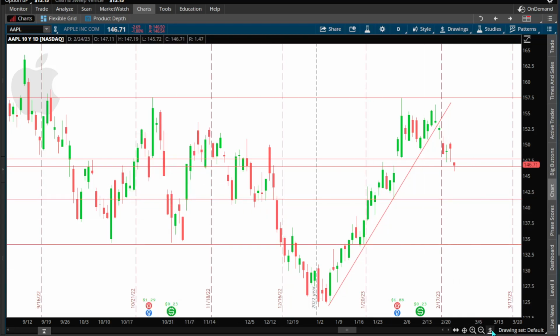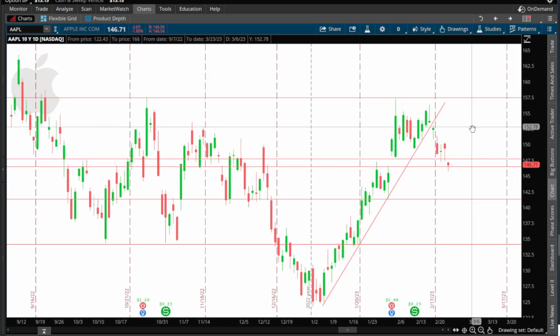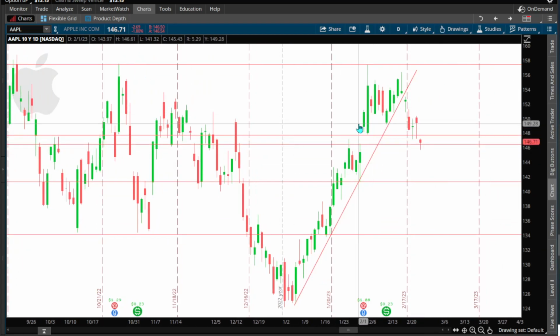So this is a very great way to figure out how your support and resistances play out looking at candlestick movements. So I hope you guys enjoyed this video and have a great one.